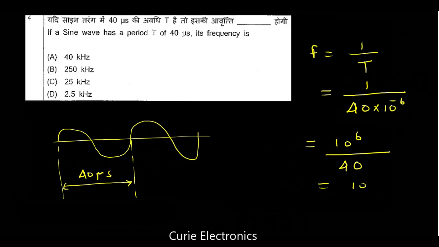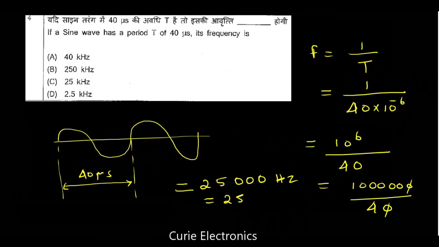Again, how do we simplify? 10 to the power 6 is 1 followed by 6 zeros, upon 40. The 1 0 0 cancels, and now we have to divide by 4. 10 divided by 4 is 2 times, remainder 2, so 25, with 3 zeros left. So this is equal to 25,000 hertz. If you want kilohertz, divide by 1000, so it becomes 25 kilohertz.